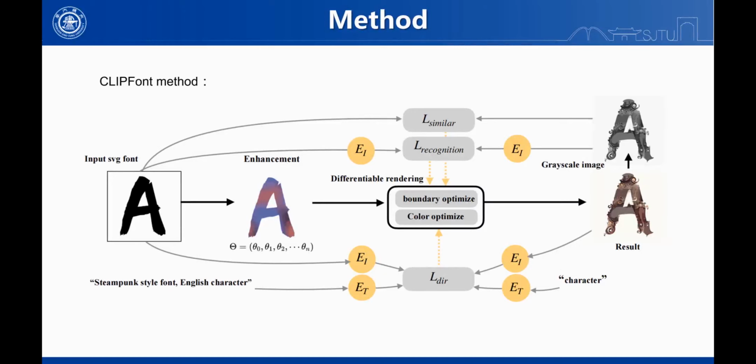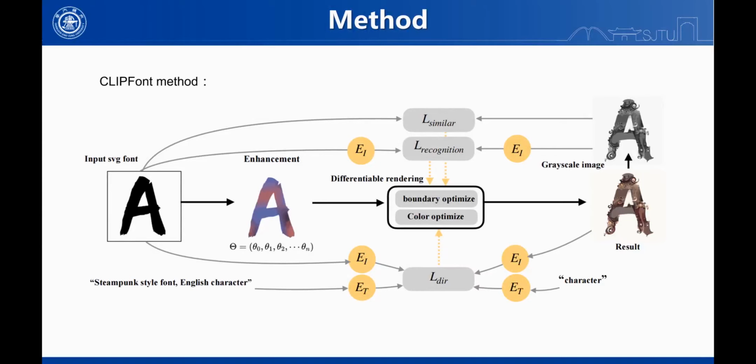Common fonts we use are stored in vector format for display at any scale without loss of quality. However, those fonts defined with very few control points are not suitable as the input of ClipFont directly, because the number of control points to optimize is too small, resulting in lack of generation details. Therefore, we adopt an enhancement strategy. Specifically, for each vector polygon, increase the number of control points on the boundary.